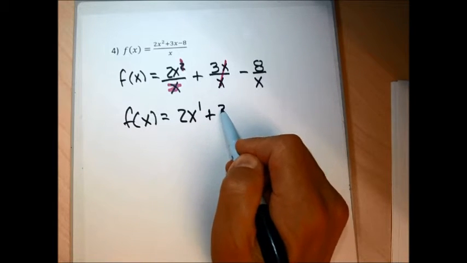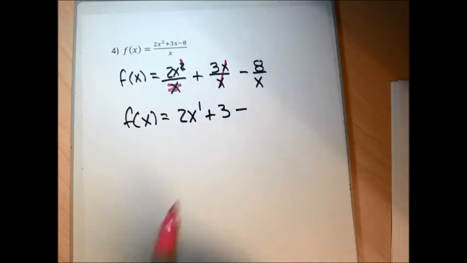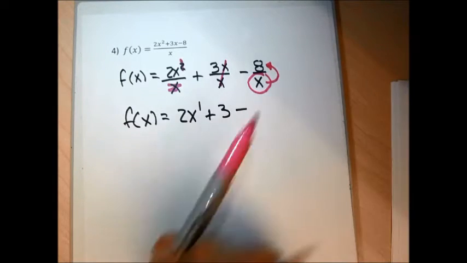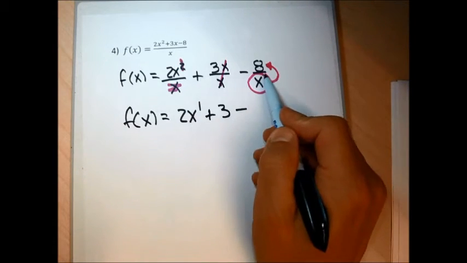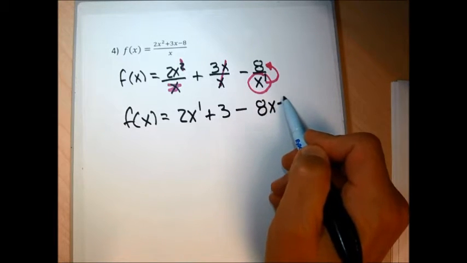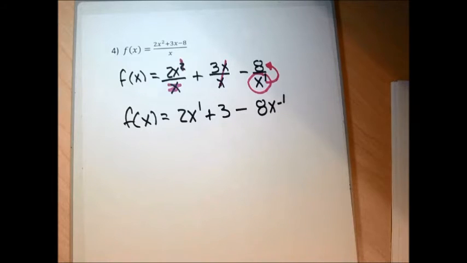I'm just left with a 3. The last piece, I need to get the x out of the denominator. There's nothing to cancel with, so I'm going to move it up to the numerator and change its exponent from the positive one that was there but not written to the negative one, because when you move an x from the denominator to the numerator, you change the sign of its exponent.